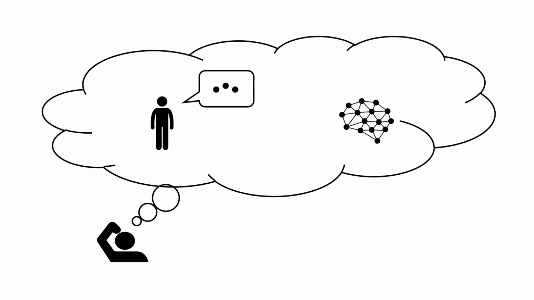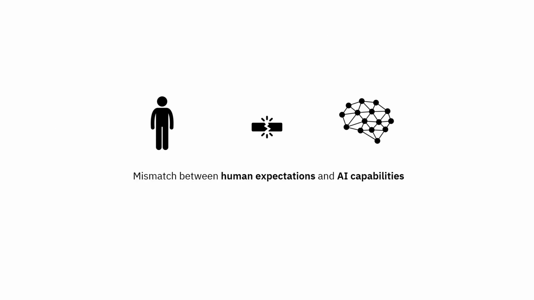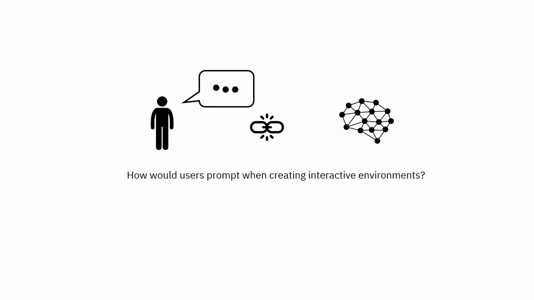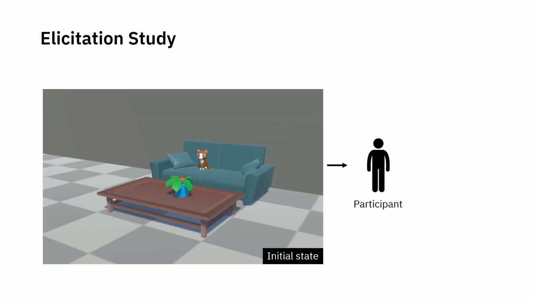However, one challenge we still face is that we do not know how people would prompt these agents when authoring and programming 3D environments. Without such knowledge, we may build tools that do not match users' expectations, which could lead to human-AI collaboration breakdown. We are therefore interested in understanding how users would prompt to create interactive 3D environments to reduce potential user expectation and AI tool design mismatch.